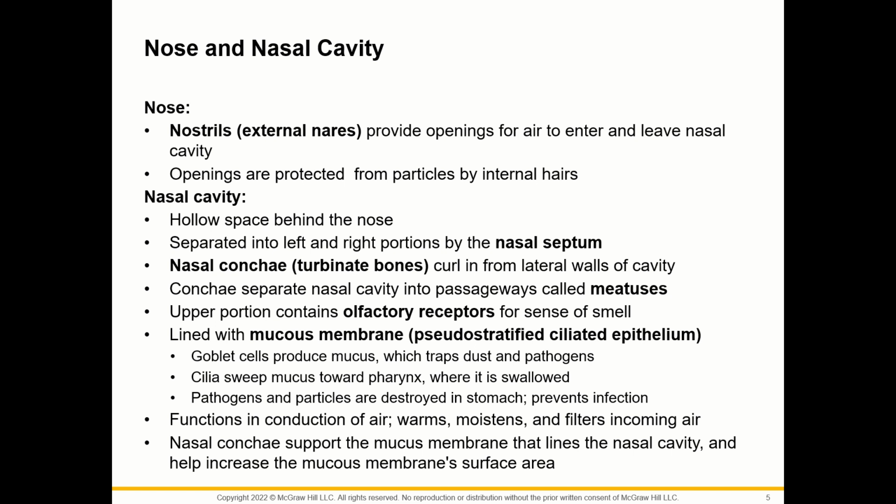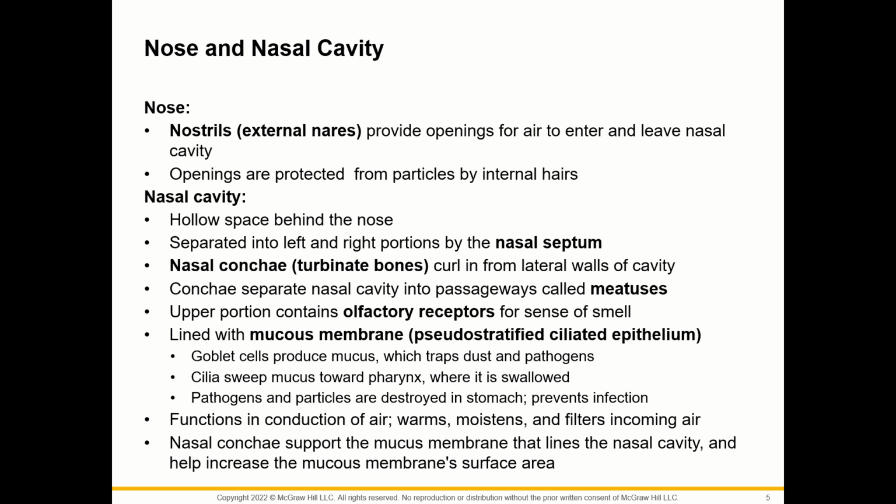And I also remember that nostrils are called nares because I particularly have a bad habit of flaring my nares when I'm annoyed at somebody. Flare those nares.